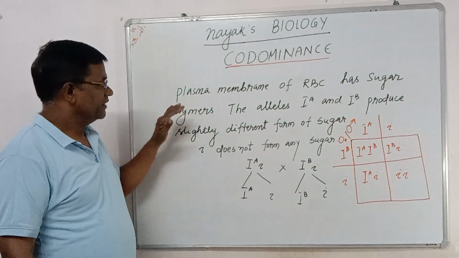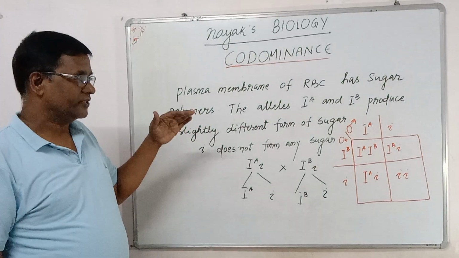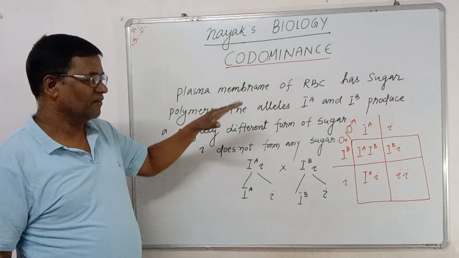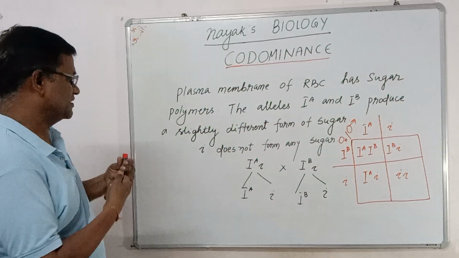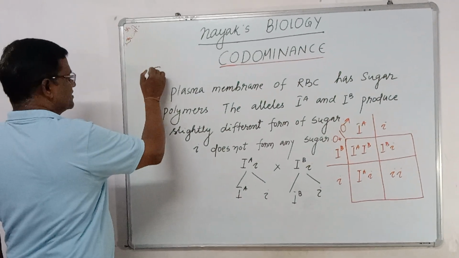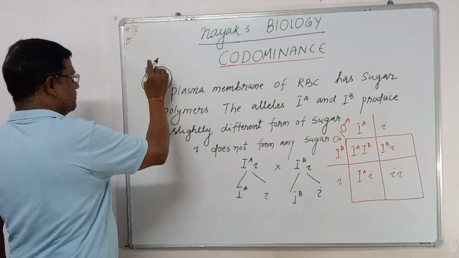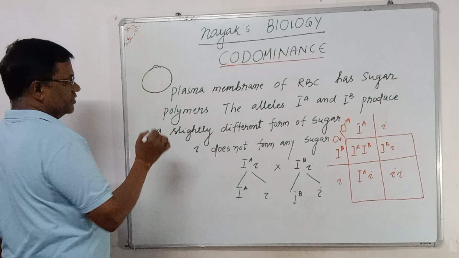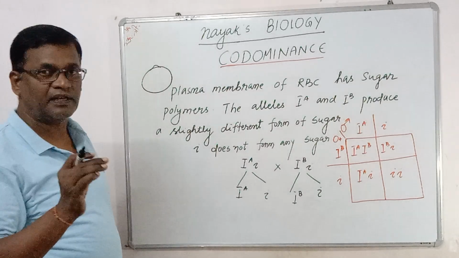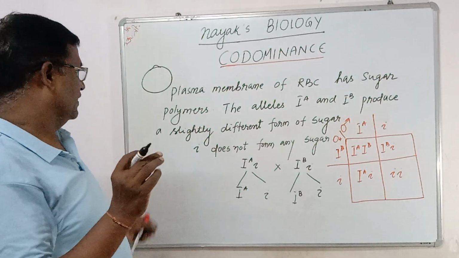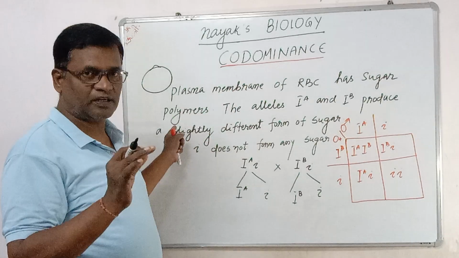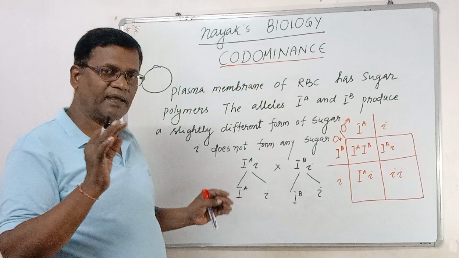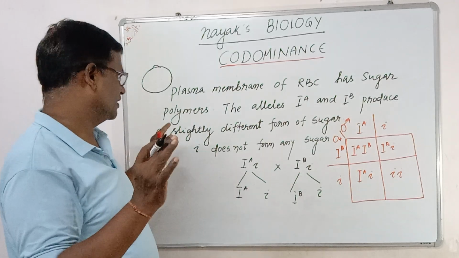Hello my dear. Now we will try to understand how codominance works. Look at the plasma membrane of the RBC. The RBC is oval or biconcave in shape. If its plasma membrane has a structure coming out due to the presence of a polymer of sugar, then it has a sugar polymer. Sugar polymer means the sugar molecules combine to form big molecules, which are called polymers.